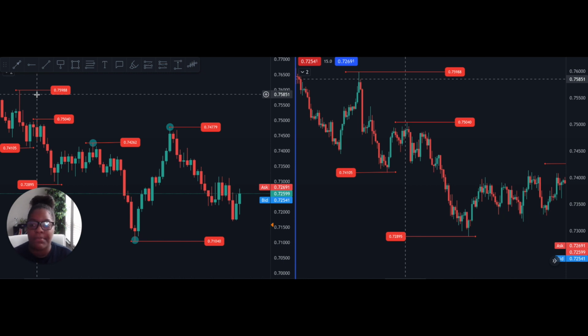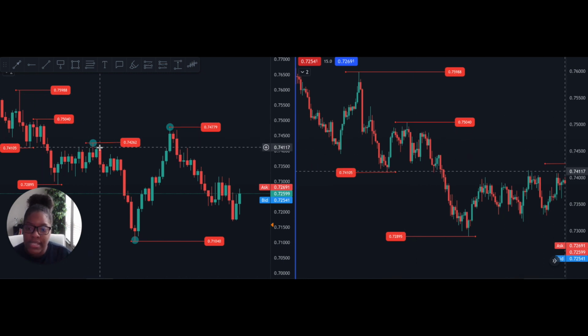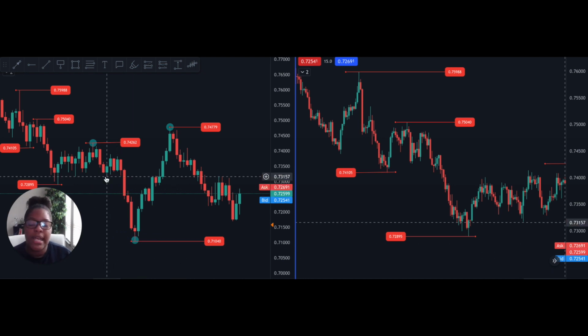Let's check out the high peaks here. 0.75988, 0.7504, 0.74262. Notice how price is decreasing at the top and then decreasing at the bottom. 0.74105, 0.72895, 0.71040. Notice how price is still declining on this time frame.